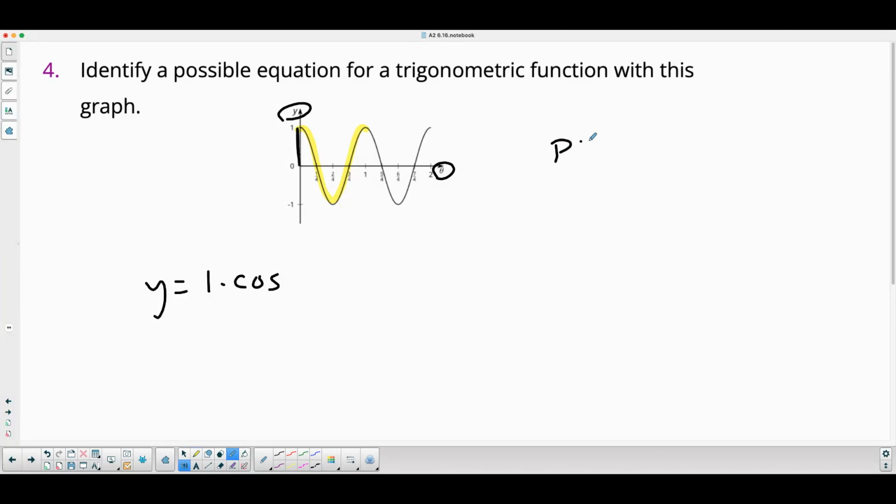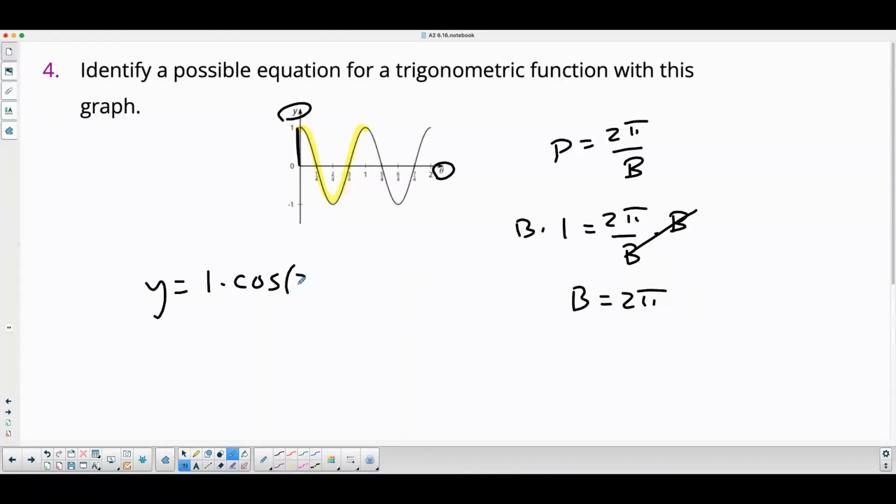So I'm going to go back to that formula, P equals 2 pi over B. 1 goes in for period length, and now I've got to find B. If I know one of these two, P and B, I can solve for the other one. I'm going to get that out of the denominator. B times 1 is B. So B equals 2 pi. So it's going to be 2 pi times theta.